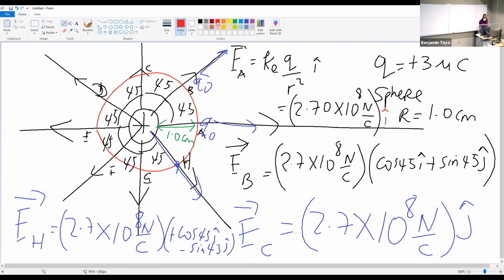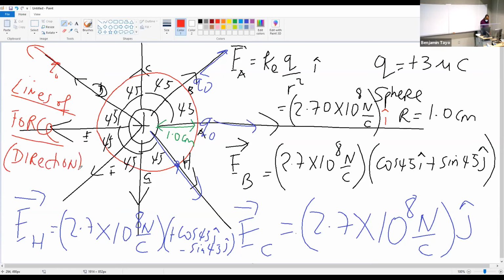So this line tells me that if I put a charge here, Q naught, it moves in that direction. So these are lines of force, and the direction is the direction of motion. So if you have a test charge Q naught, it moves in exactly the same direction. Now, let's do one more example here.